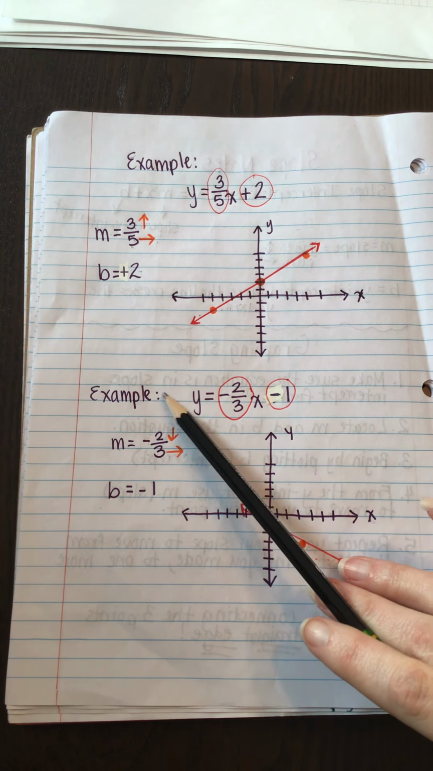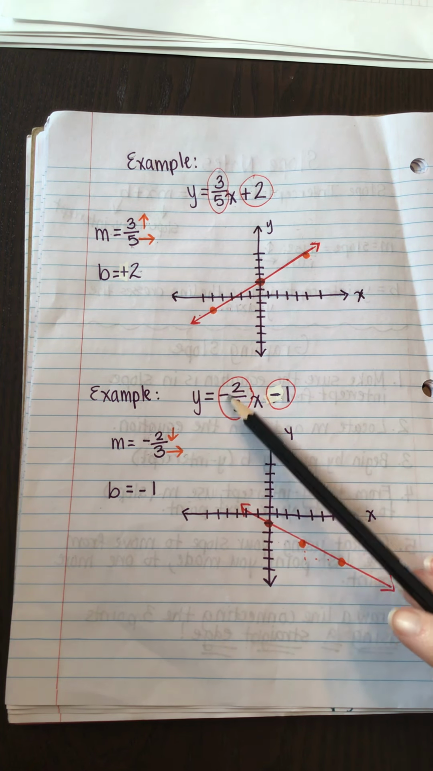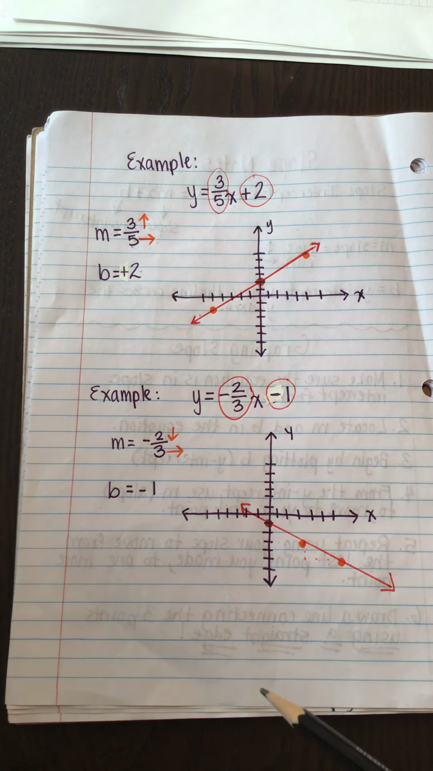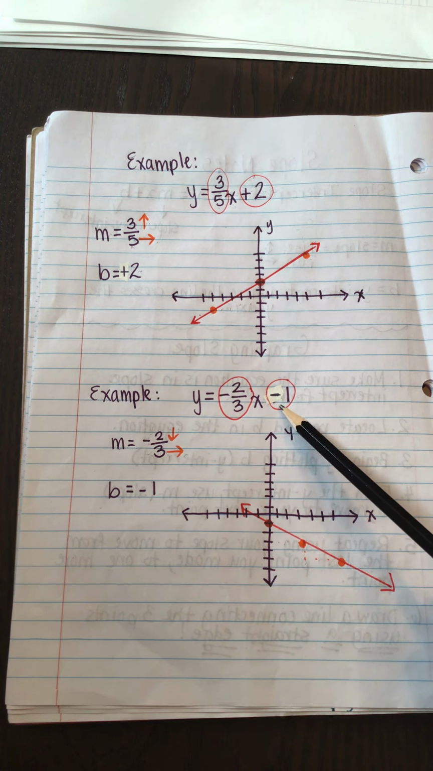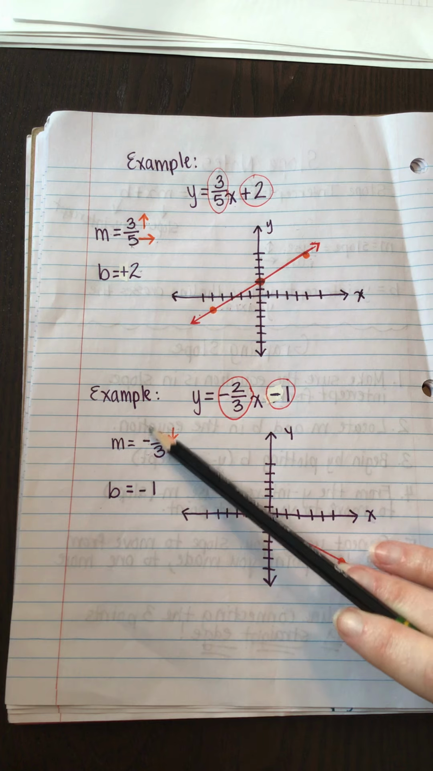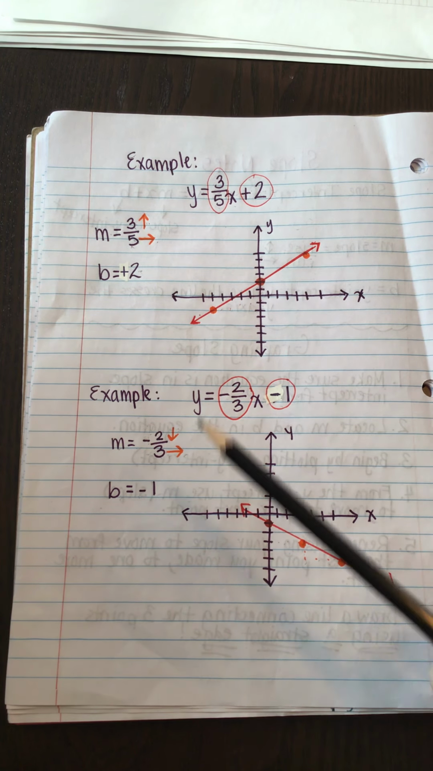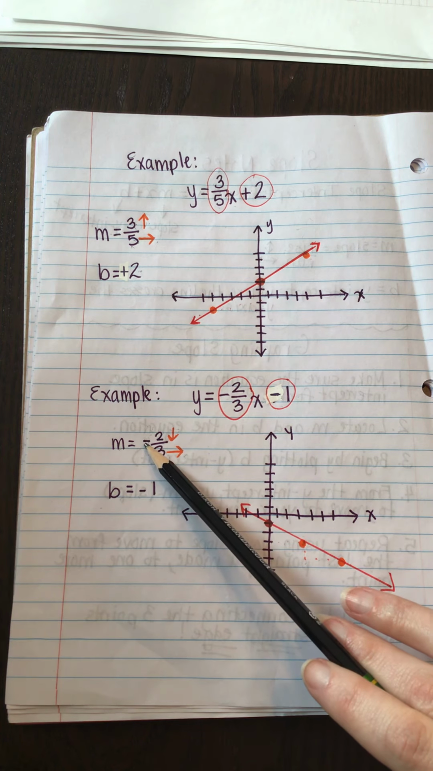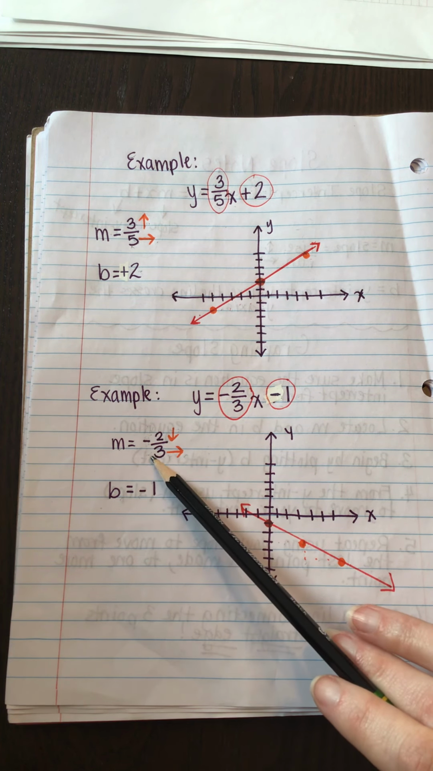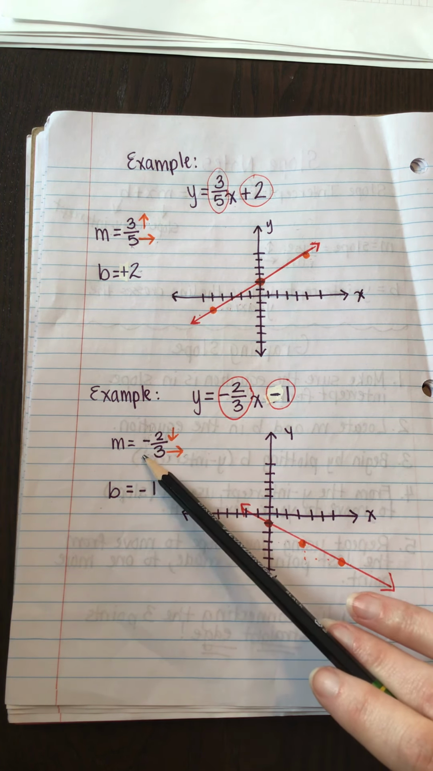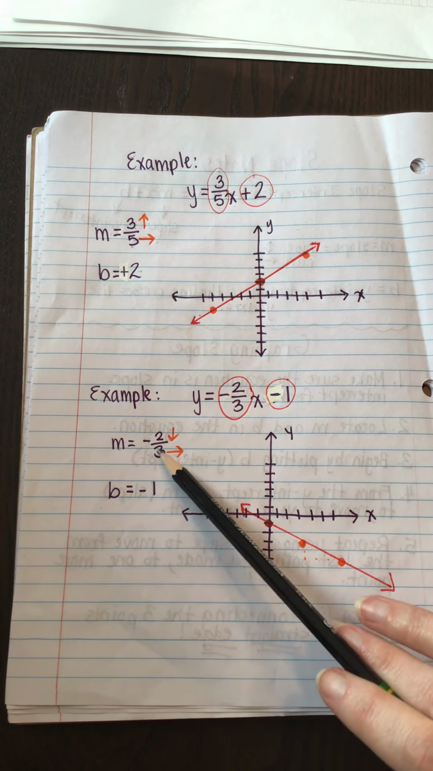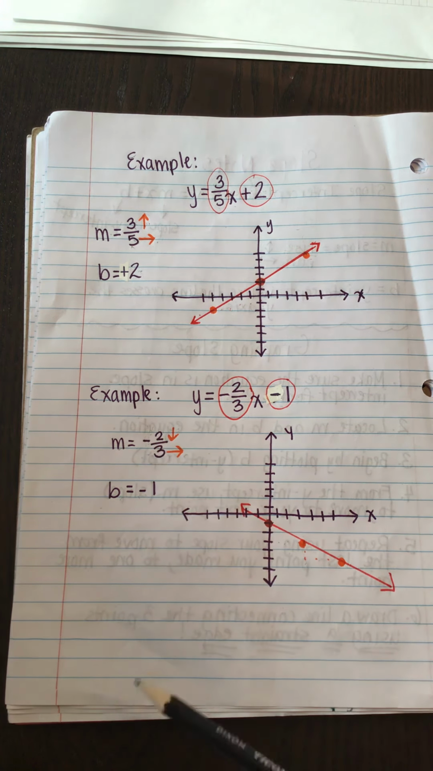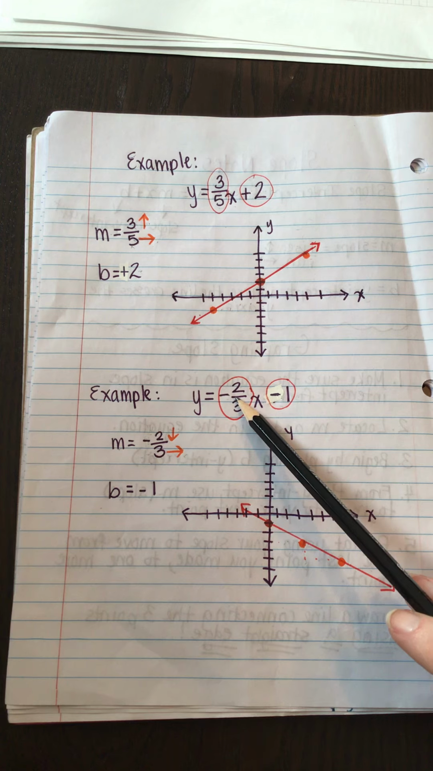For example 2, we've got y equals a negative 2/3 x minus 1. So again, I included those signs when I wrote down my slope and my y-intercept. So seeing as my slope is a negative 2/3, the negative either has to go with your top number or your bottom number. It cannot go with both. If you did a negative 2 and a negative 3, that would turn this into a positive fraction.